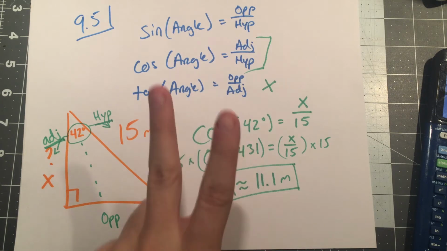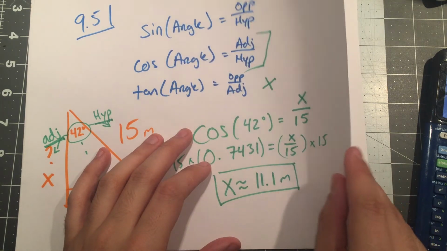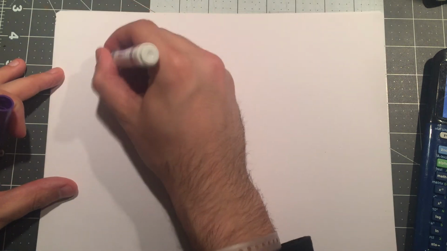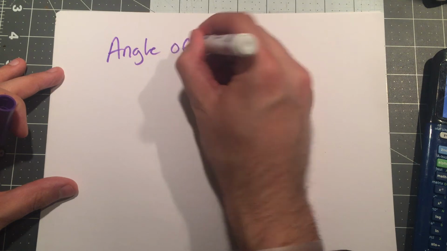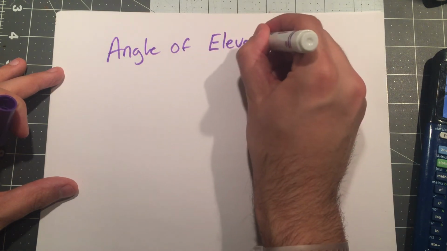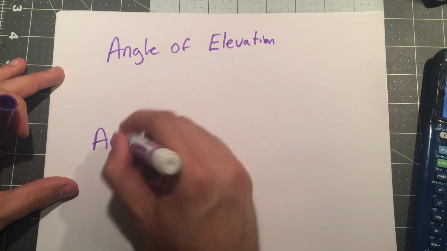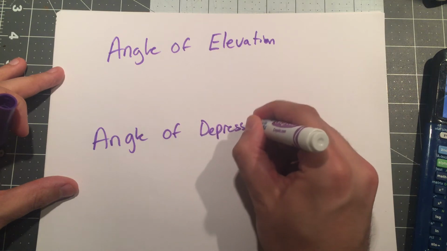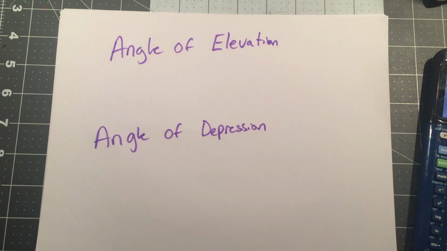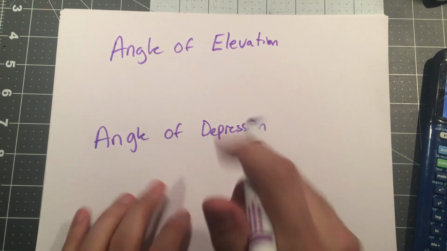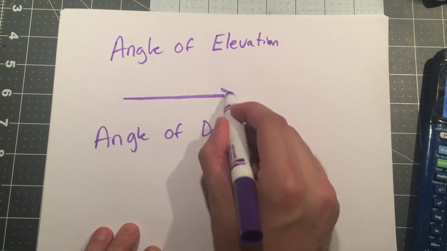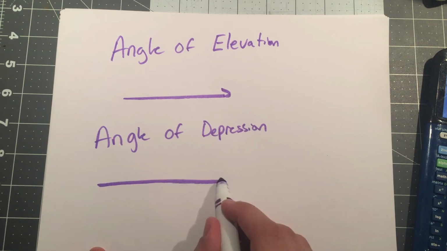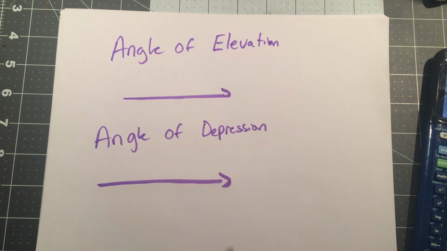I'm going to teach you 2 new terms, and then we will apply them. So here are the 2 new terms you need to write down: angle of elevation and angle of depression. This is a way of talking about angles in the real world when you don't have a nice clean grid. Angle of elevation and angle of depression are both starting at the horizon. They're both starting going side to side.